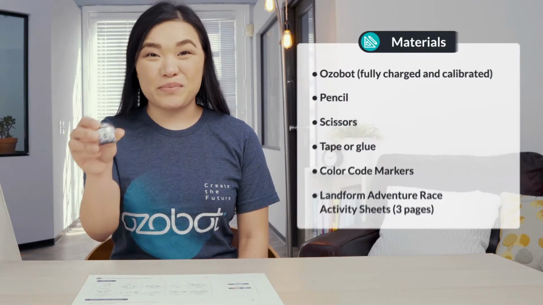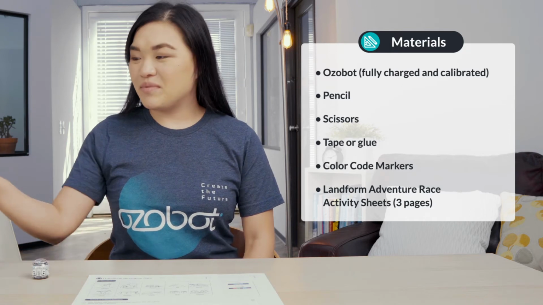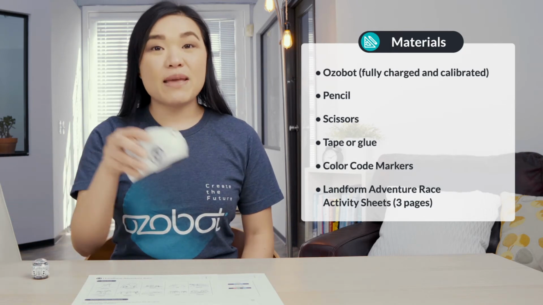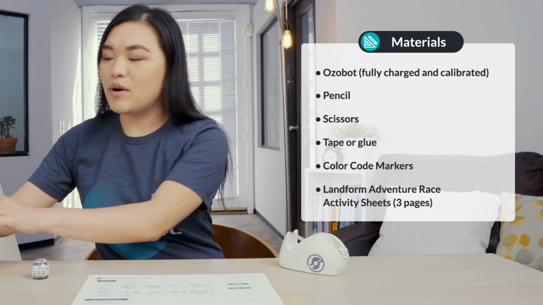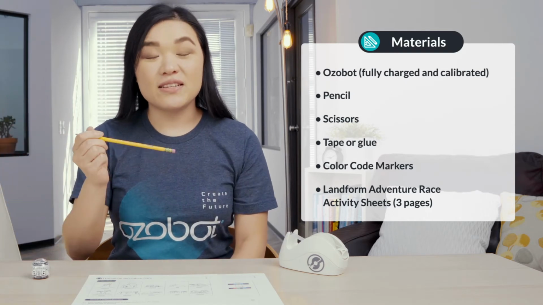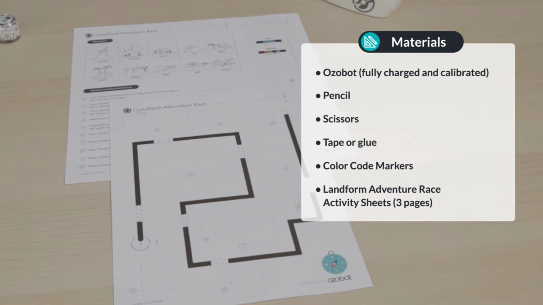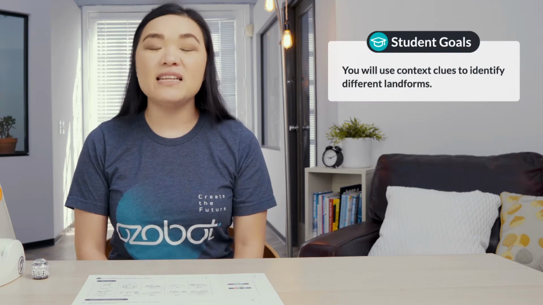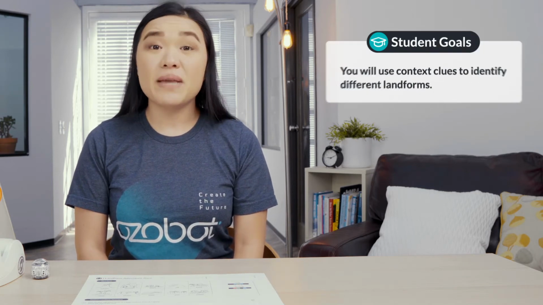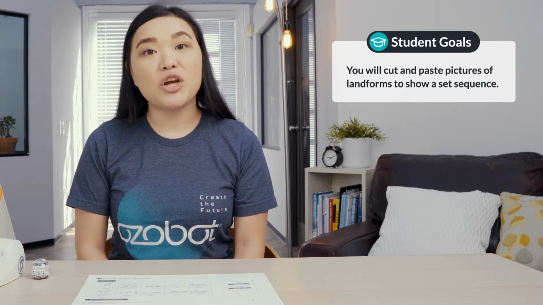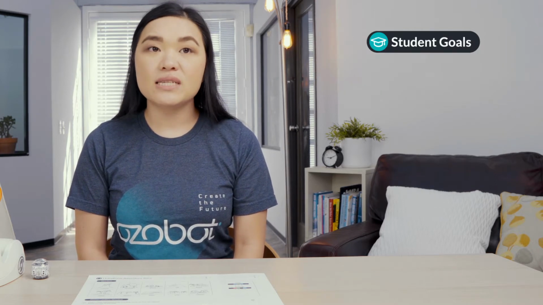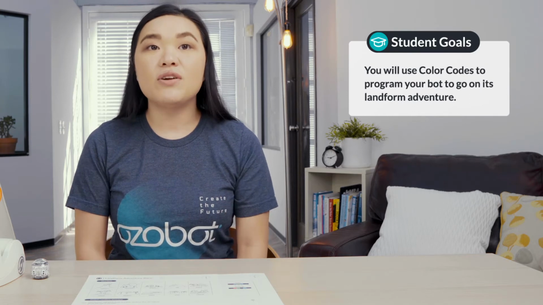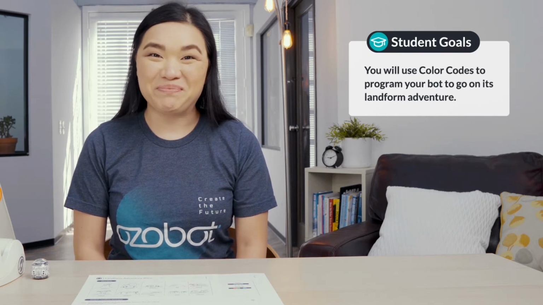For today's lesson, you will need an Ozobot fully charged and calibrated, scissors, tape or glue, color code markers, a pencil, and all 3 pages of your Landform Adventure Race activity sheets. In today's lesson, you will use context clues to identify different landforms. Cut and paste pictures of landforms to show a set sequence, and use color codes to program your bot to go on its landform adventure.